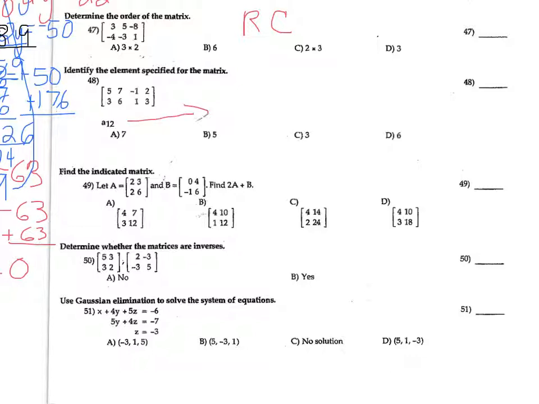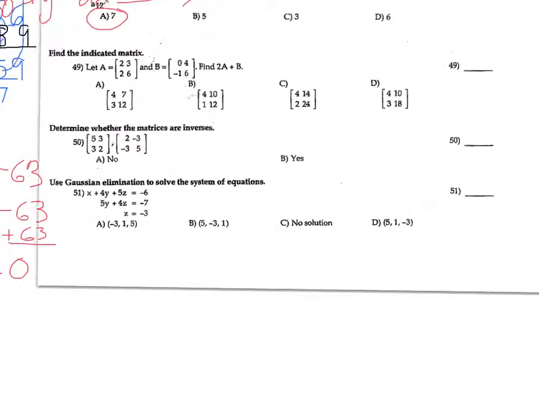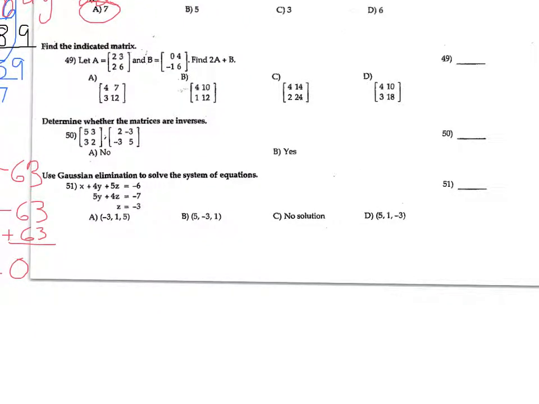Okay. 48. Identify the element specified for the matrix. So if that is an RC, that's going to be the first row, second column. I got A. That is right, Blake. It's 7. So it is A. Great. Number 49. I got D. You got D? 49, the answer is D. Yes, we're doing it. So far, so good. I think those are kind of easy, right? We don't really need to go over those. Number 50. It says determine whether the matrices are inverses or not. So are they inverses?